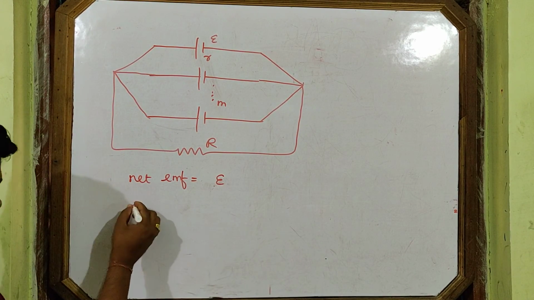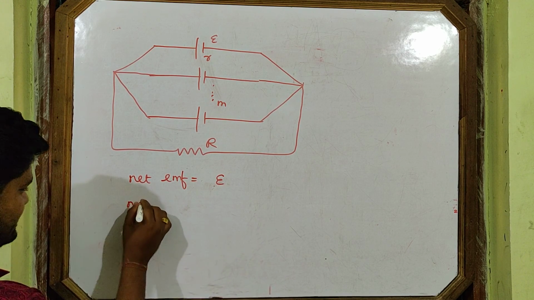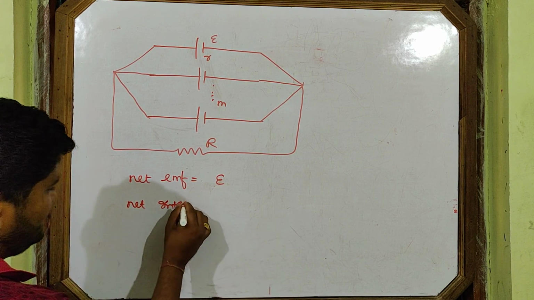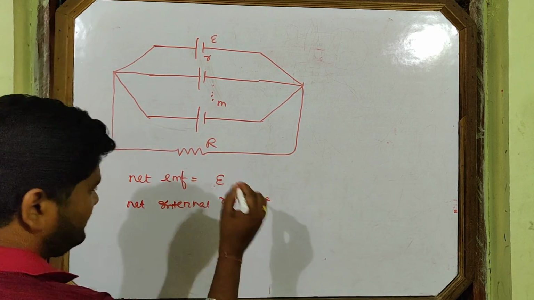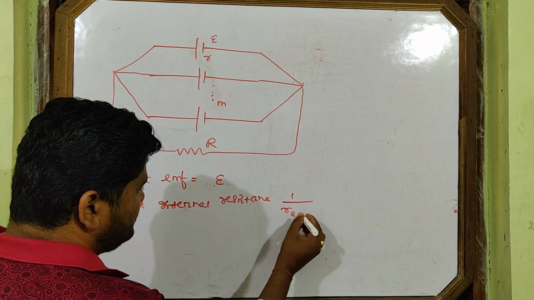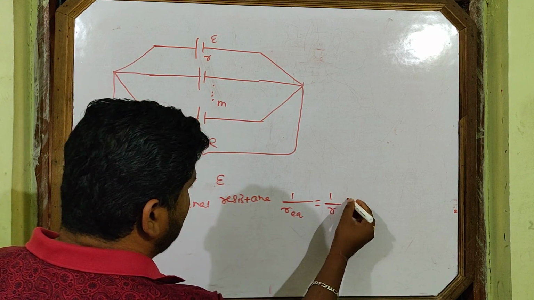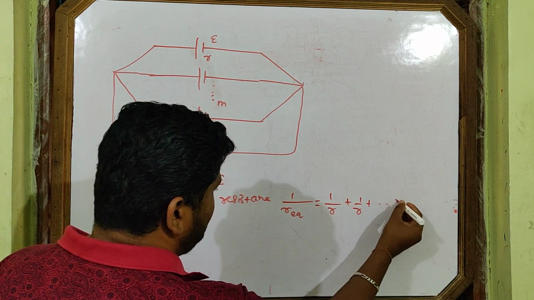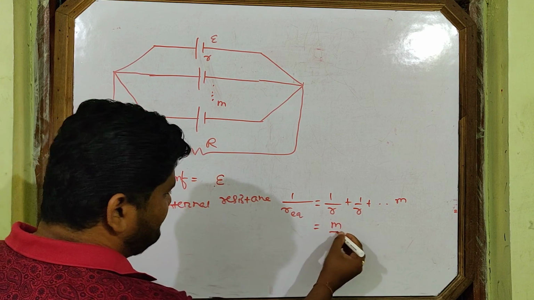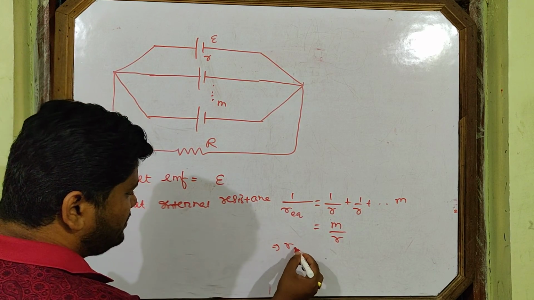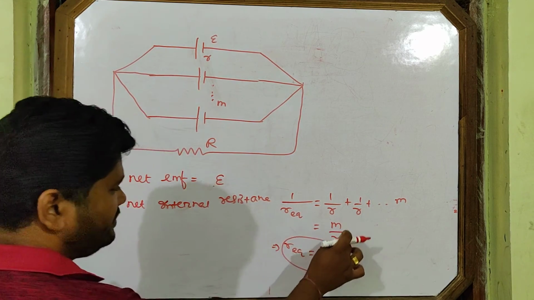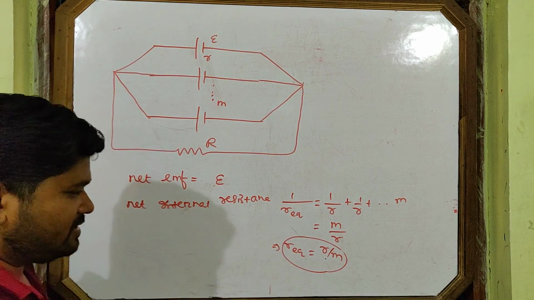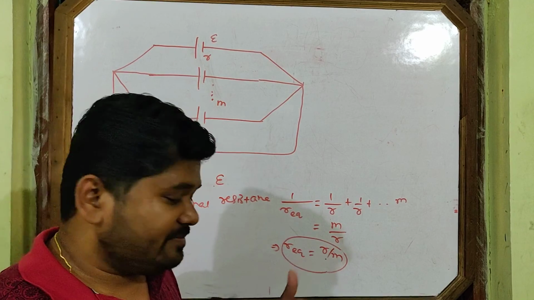Okay, so net internal resistance. Let's find it. I'll find 1 by R equivalent. 1 by R plus 1 by R, m times. It is m by R. Then R equivalent is coming how much? R by m. Don't forget to reverse it, because this side you need R equivalent, not 1 by R equivalent. So it's R by m.